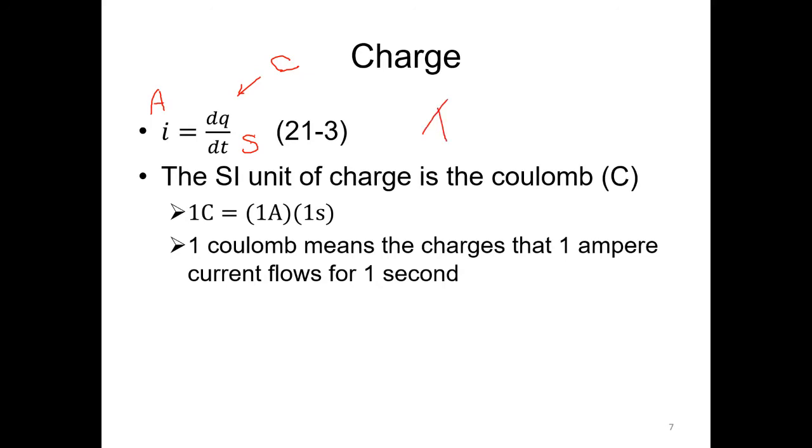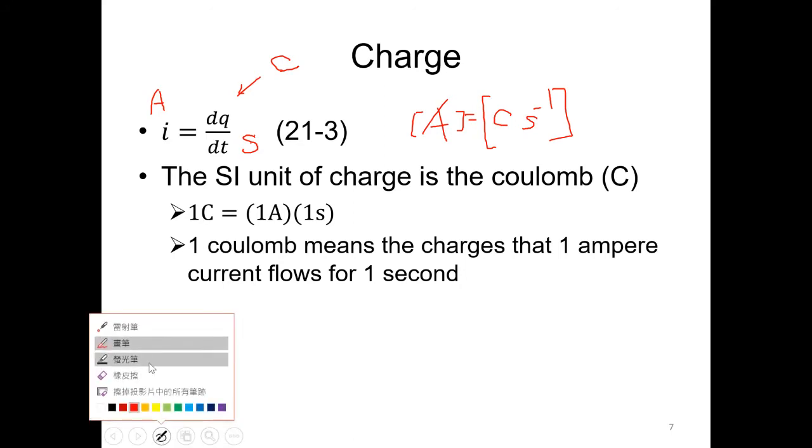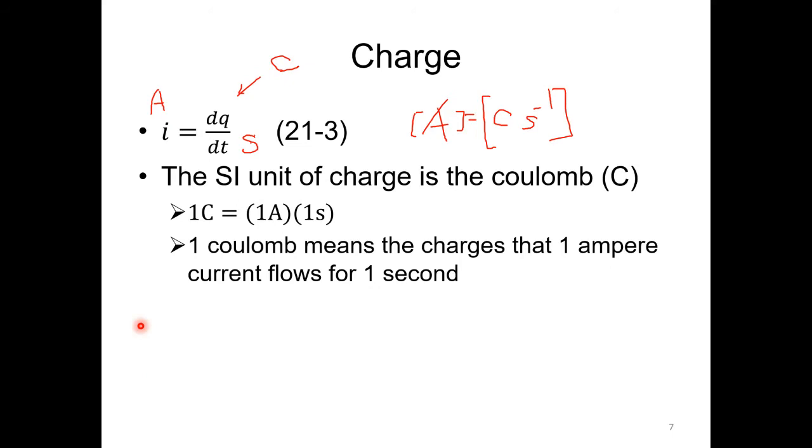So we have A is C s inverse, or C over s. So actually Coulomb is 1 A s. If you multiply seconds on both sides, then the Coulomb is ampere second. So this is the SI unit.